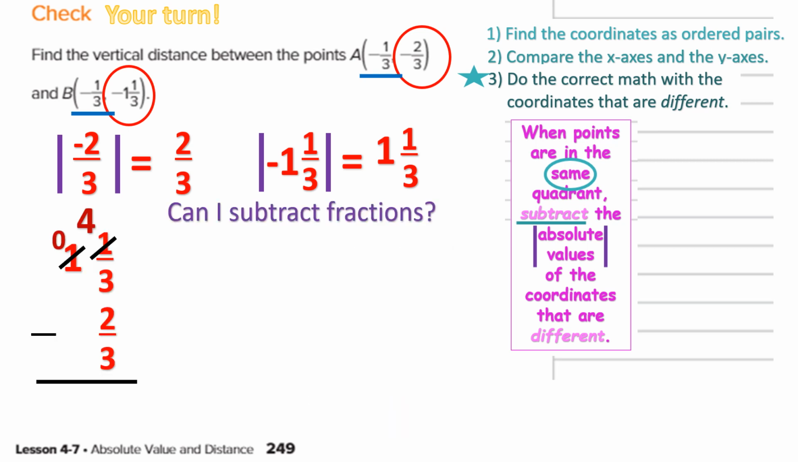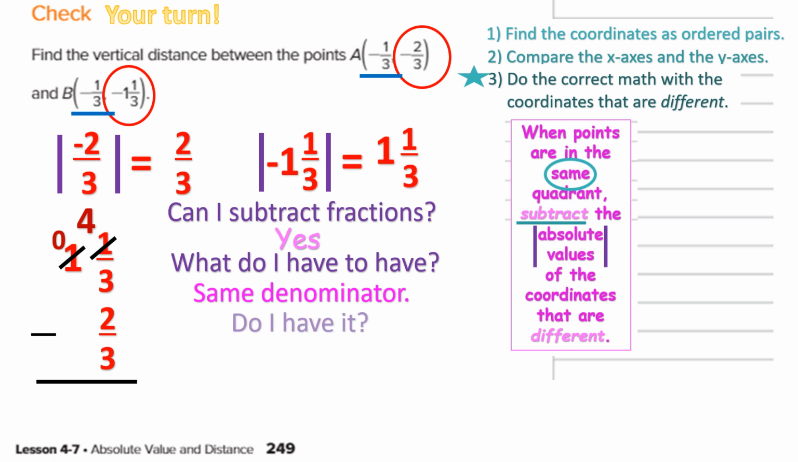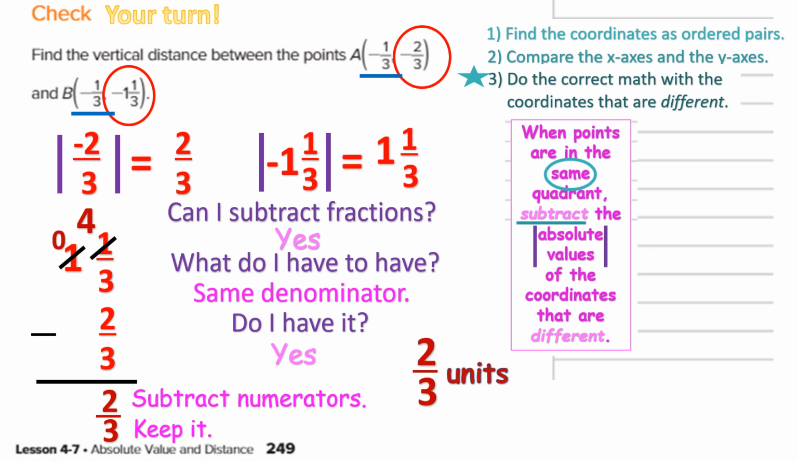But when I do it, I have to ask, can I subtract my fractions? Yes. What do I have to have? My common denominator. Do I have it? Yes, I do. What do I do with my denominator? I keep it, and then I'm going to subtract my numerators. And 4 minus 2 is 2. So I know my distance, finally, we get to it, is 2/3 units.